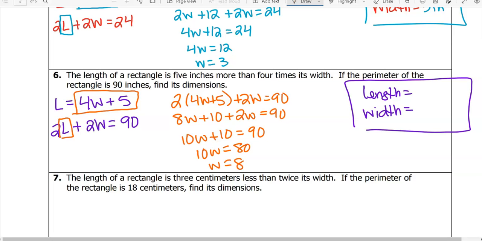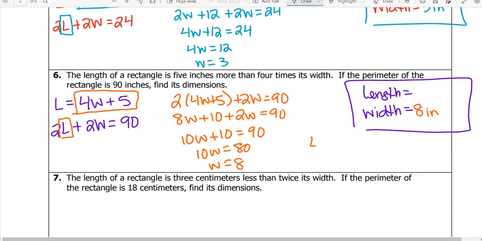So is that the length or the width? It's the width. So what is the width of this rectangle? 8 inches. There you go. Don't forget the unit. Do you want to plug it into the top one or the bottom one?